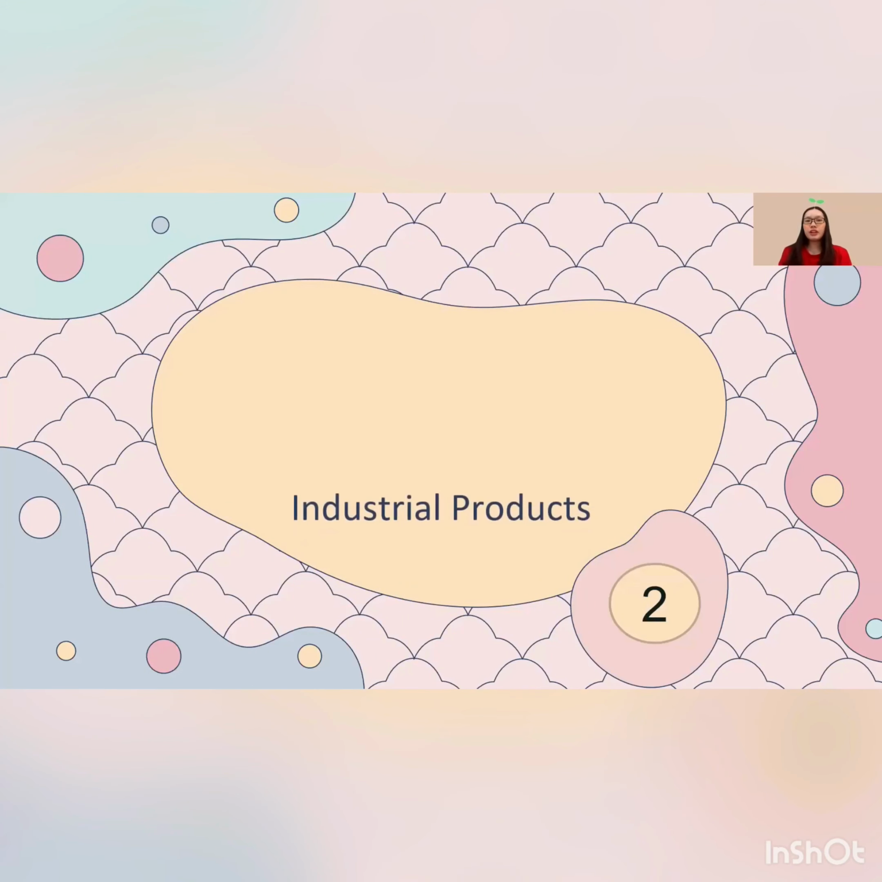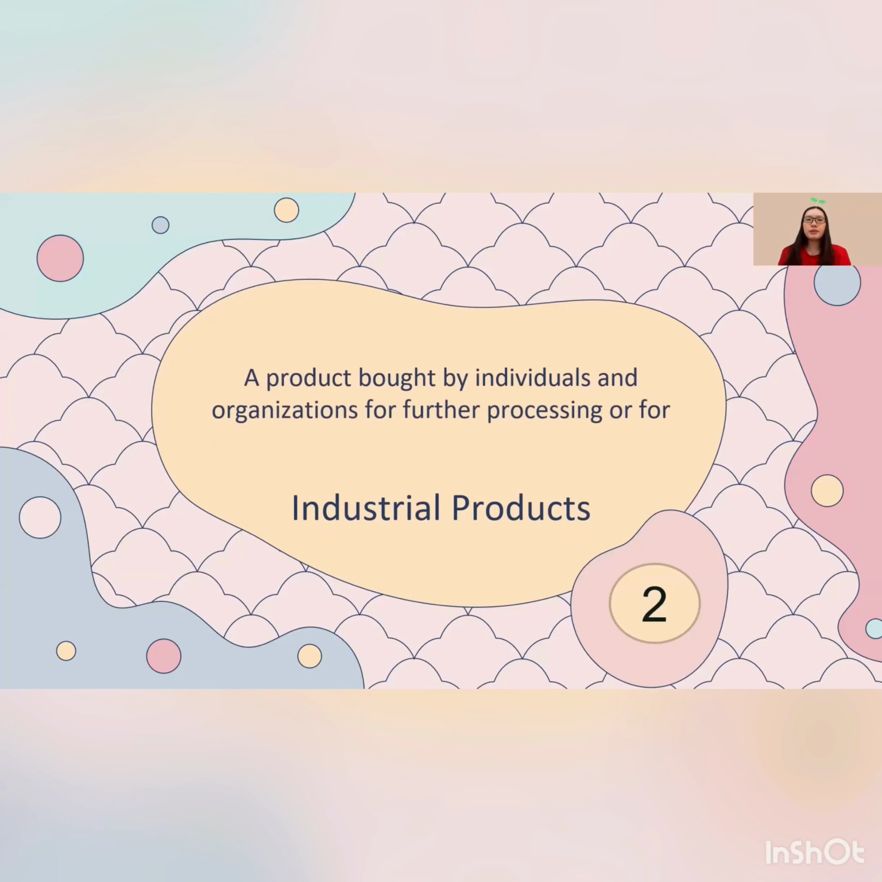So now we talk about industrial products. An industrial product is a product bought by individuals and organizations for further processing or for use in conducting a business.